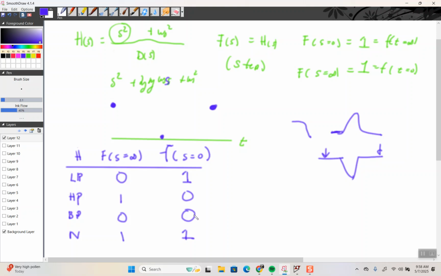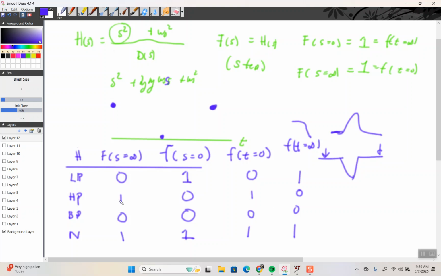So then f of t equals 0 is f of s at infinity. So I should copy down that column. And then f of t equals infinity, I should copy down 1, 0, 0, 1.